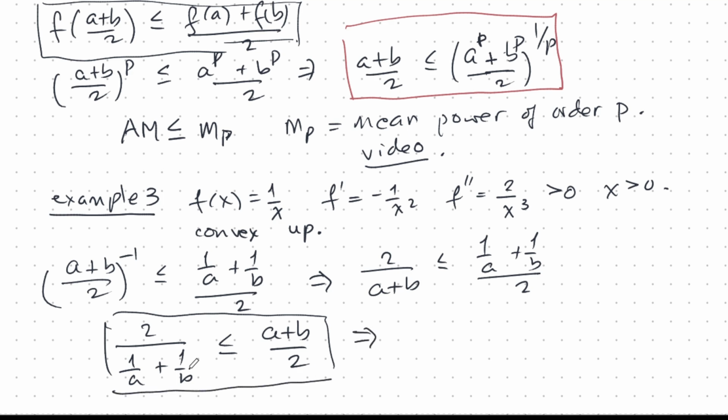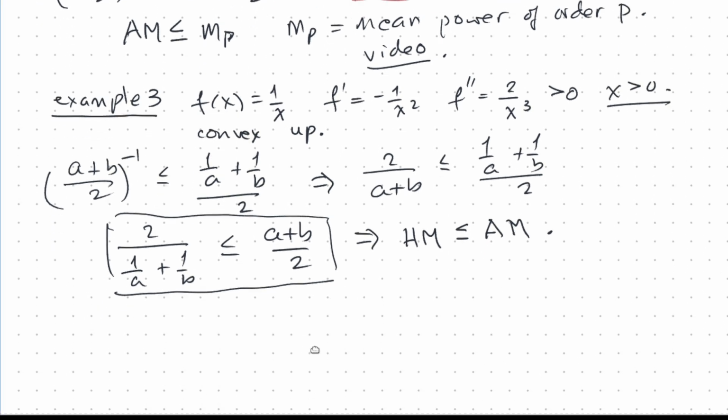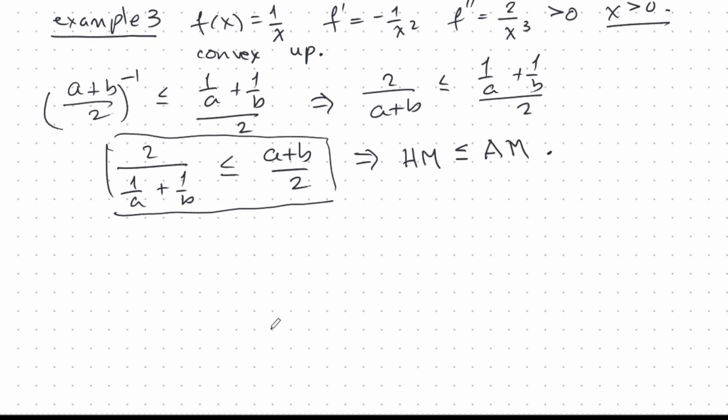And what does this mean? Well, on the left I have the harmonic mean of two positive numbers greater than 0. And the harmonic mean is always less than or equal to the arithmetic mean. So I have derived yet another of our favorite inequalities by using a convex function. That's incredibly beautiful, I think. It's just really remarkable. And let's look at another one.